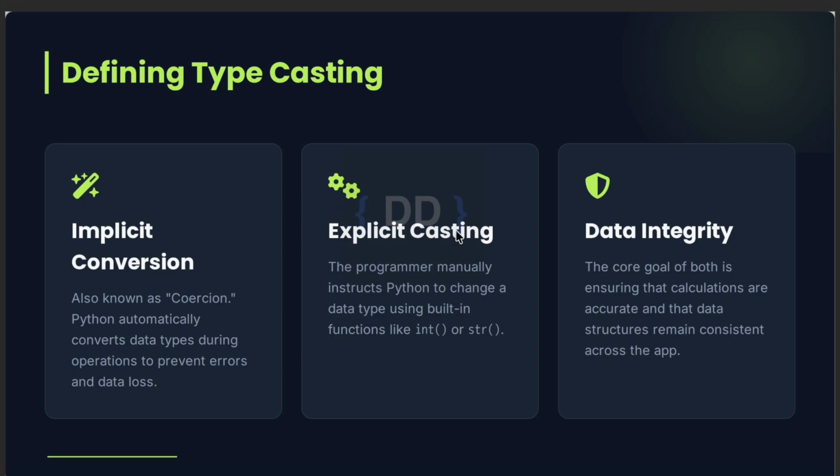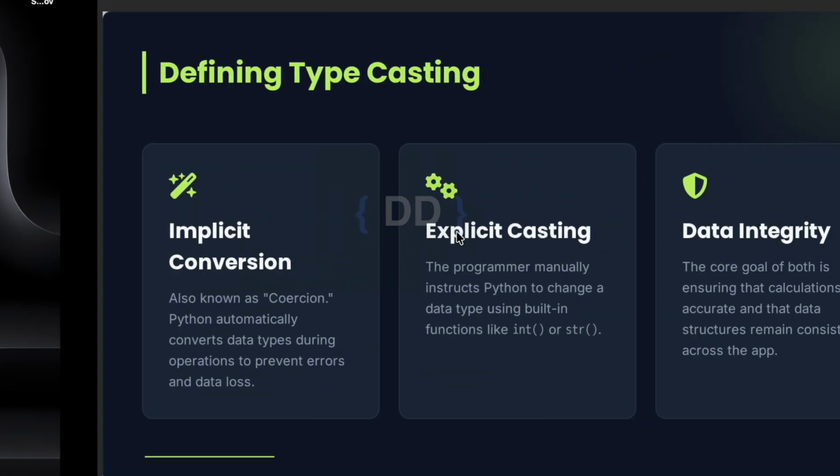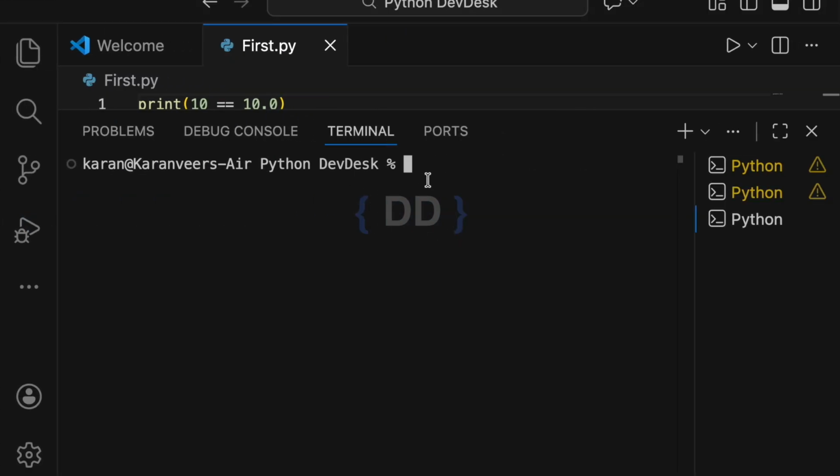What is explicit casting? The programmer manually instructs Python to change data type using built-in functions like int or string. That's manual, but here we're talking mainly about this implicit conversion. And this is data integrity. The core goal of both is to ensure calculations are accurate and data structure remains consistent across the app.